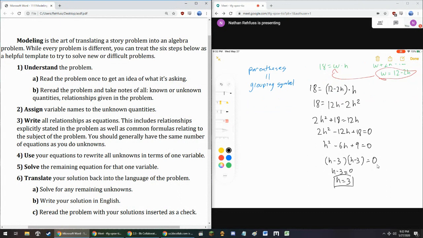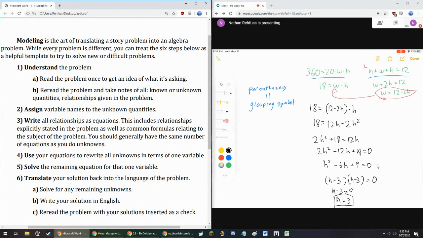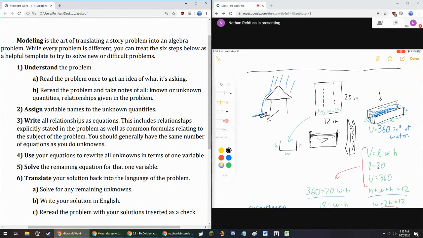And now we need to take that and go all the way back and think about what was the original context of the problem. So I'm going to take this diagram here.